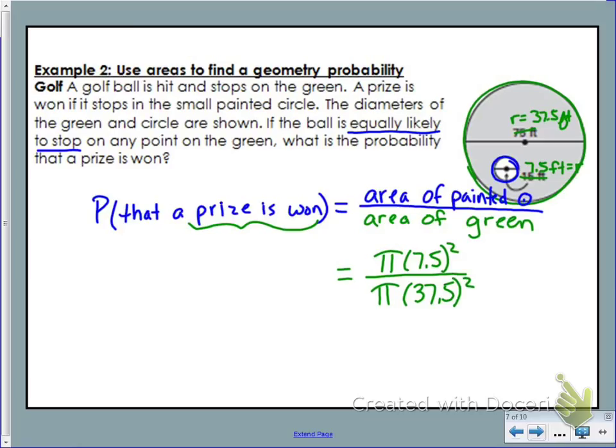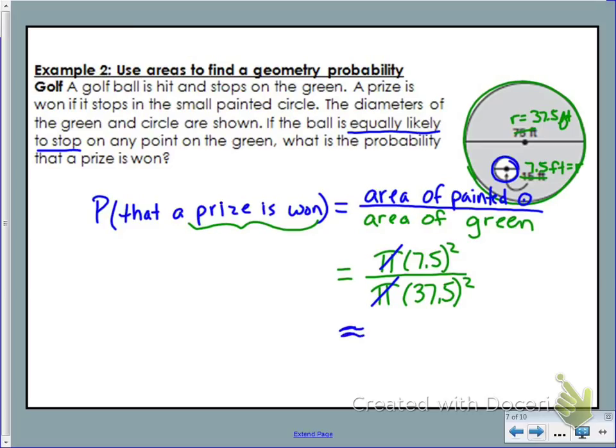Now we don't need to subtract out the white space because that would still be part of the entire space. So we're doing the entire whole circle and just the smaller circle on top. If we simplify this real quick, we can start by crossing out our pi's. Those would simplify before we even multiply. So we have 7.5 squared divided by 37.5.